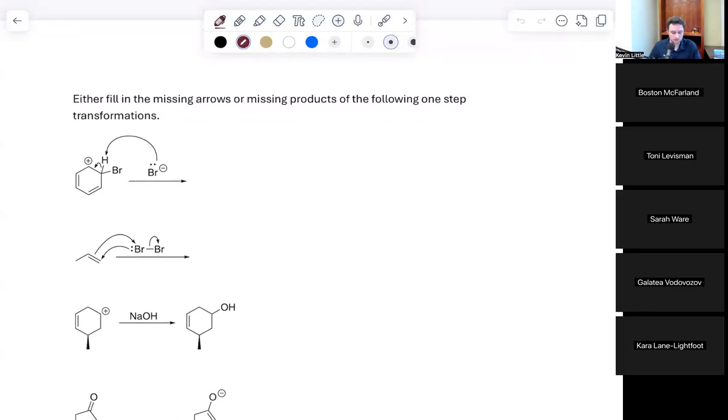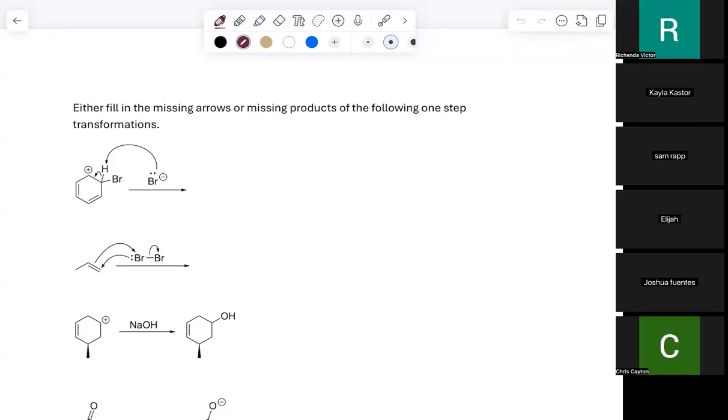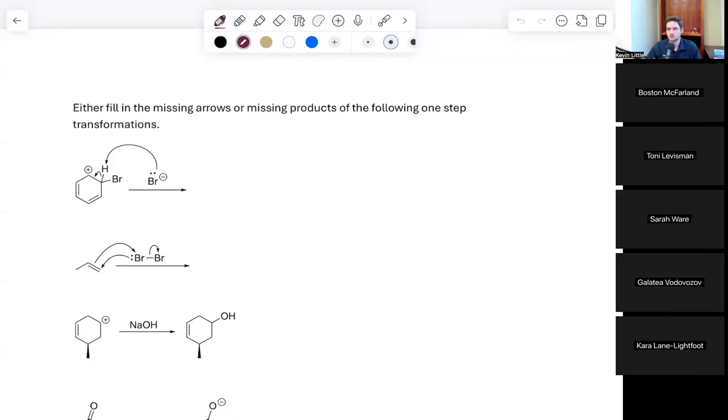Today I'm just going to be walking through test one. There are people here. I don't know, there's probably 30, 40 people here. Thank you guys for showing up.